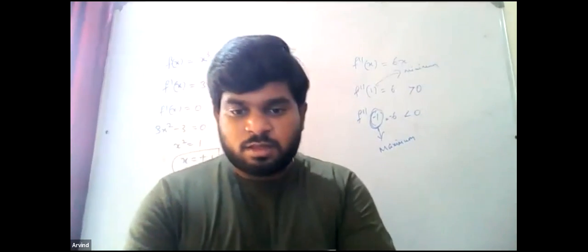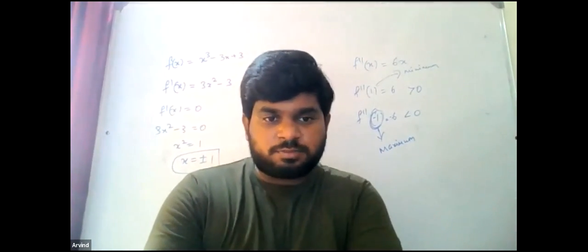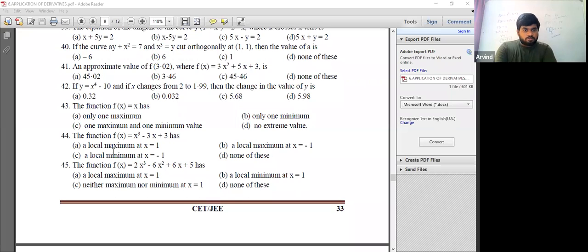Okay. So in the given options, the function f of x is equal to x cube minus 3x plus 3 has a local maximum at x equal to 1. No, that's wrong. Local minimum at x equal to -1, that's also wrong. Local maximum at x equal to -1, option B is correct.